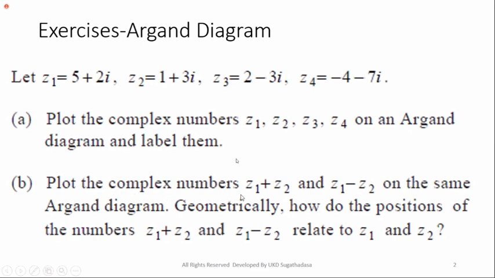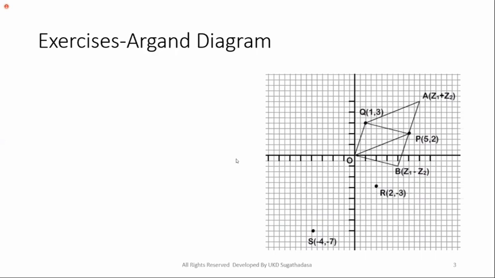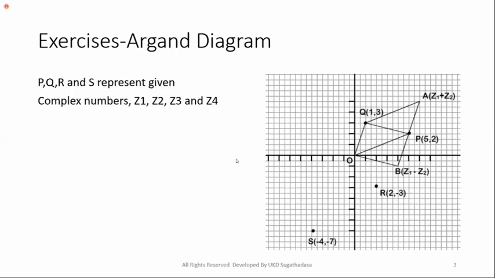Next part, plot the complex numbers Z1 plus Z2 and Z1 minus Z2 on the same Argand diagram. Geometrically, how do you position those numbers Z1 plus Z2 and Z1 minus Z2? Because I have explained, when you complete the two respective parallelograms, you get Z1 plus Z2 and Z1 minus Z2. This is the time you can justify your answers. You see the points P, Q, R, S represent Z1, Z2, Z3, Z4. You can see the diagram.